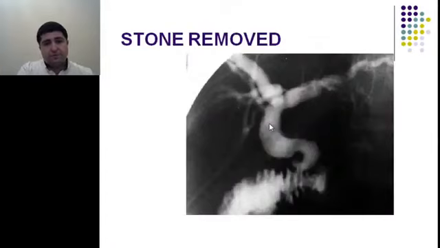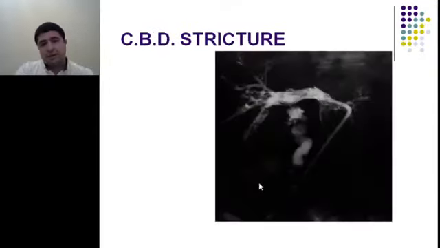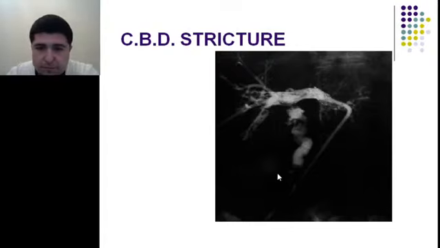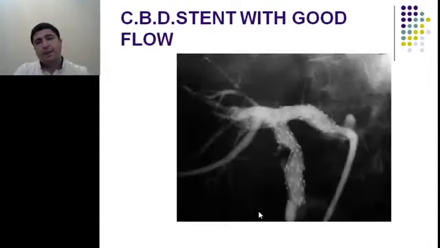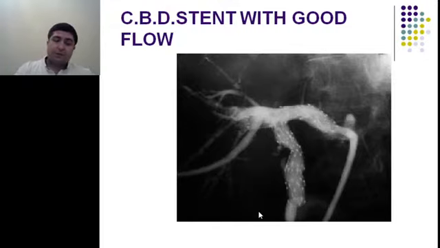Here you can see a stone removed. Also the common bile duct, dilated common bile duct, duodenum, papilla of Vater. On this picture, you can see a common bile duct stricture. You can see the dilated common bile duct, and here we don't see anything. Some stricture is present here. Common bile duct stent with good flow.